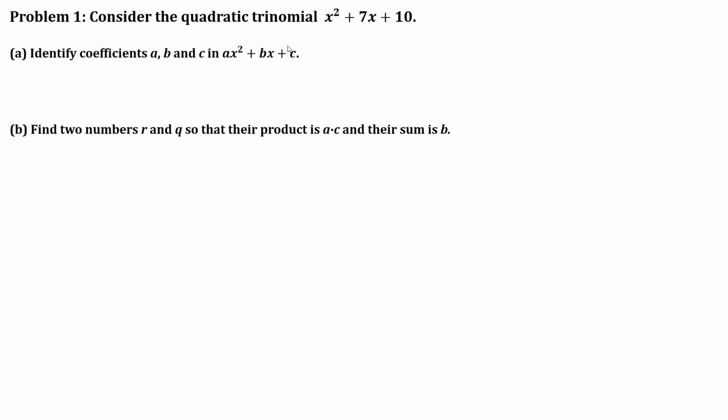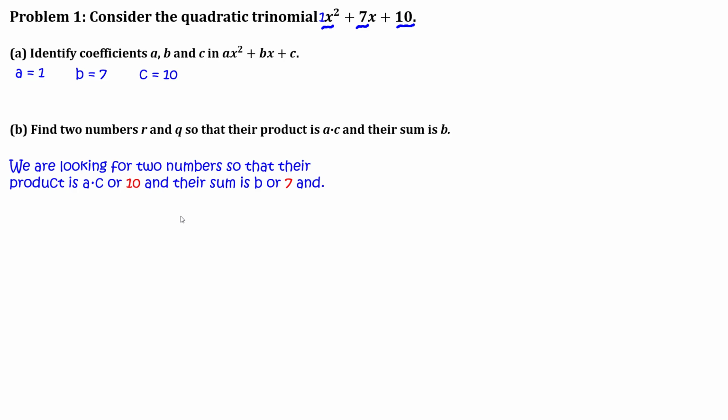So part A, let's first identify a, b, and c. A is the number multiplying the x squared term. So a is 1, because there's nothing multiplying the x squared term, there's an implied 1. B is the number multiplying the x term, so b is 7. And c is the constant being added at the end, so c is 10. So a is 1, b is 7, c is 10. I identified the coefficients a, b, c.